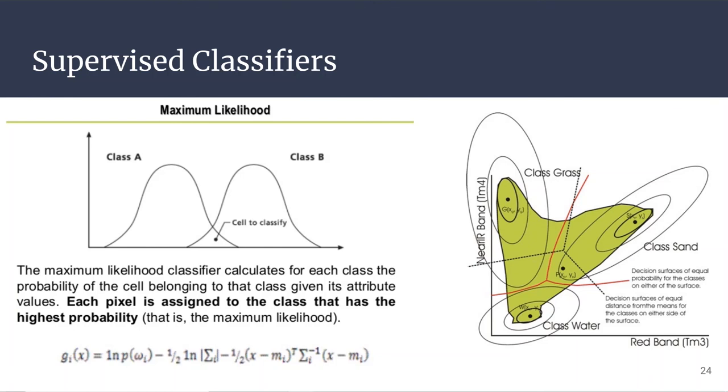It might not actually be sand, but the classifier says it's sand because the values are most closely related to those values for sand. Usually every single pixel is going to be classified in your output raster, but you can actually fill low confidence cells with no data values.